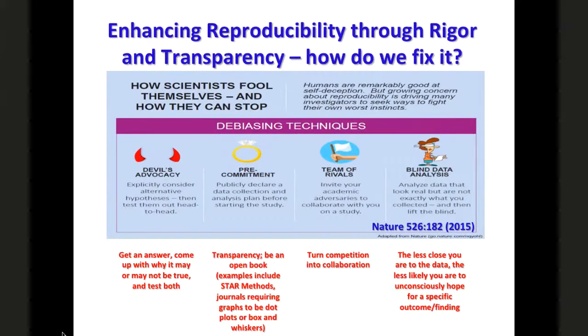Ron, some of the real, true examples of data that were falsified, was it found because of the efforts in rigor and transparency? I'm wondering if this helps prevent research misconduct. Prevention, that's a good way to look at it. Does this prevent research misconduct?